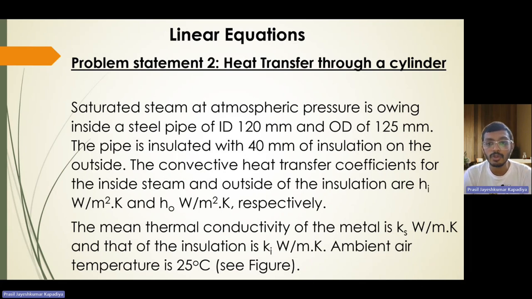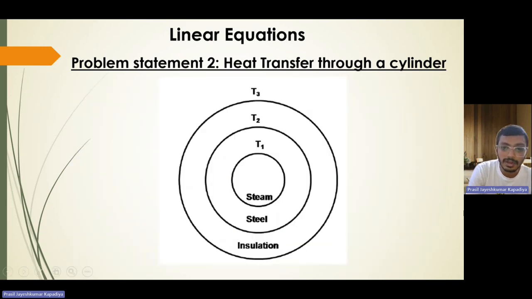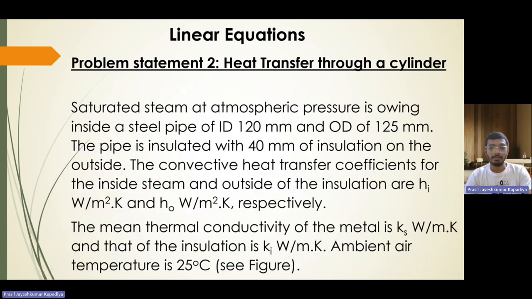Saturated steam at atmospheric pressure is flowing inside a steel pipe of ID, ID means internal diameter, 120 mm and outer diameter OD of 125 mm. Let me draw it. Okay, we already have a figure. So see here, there is steam, and the pipe's internal diameter is 120 mm and outer diameter is 125 mm.